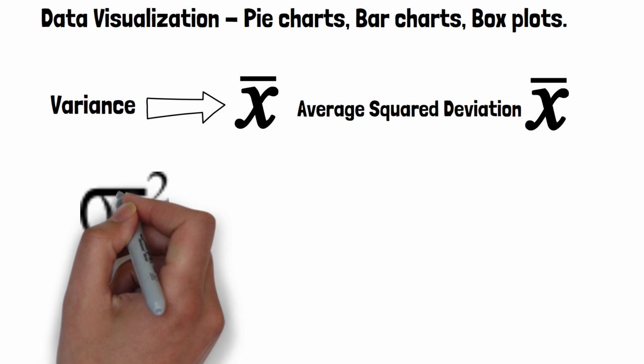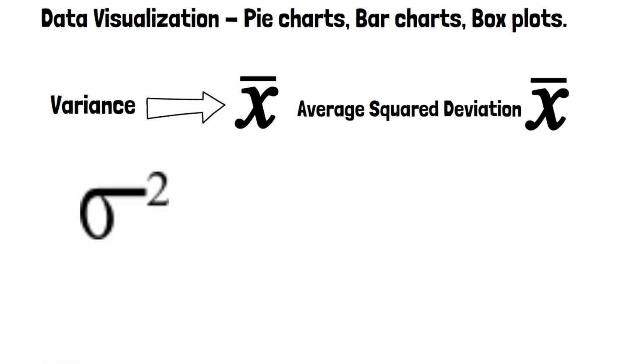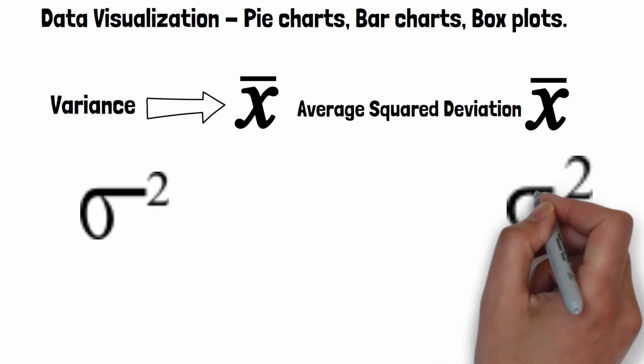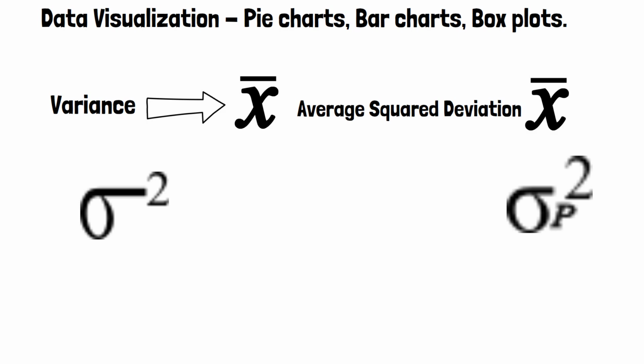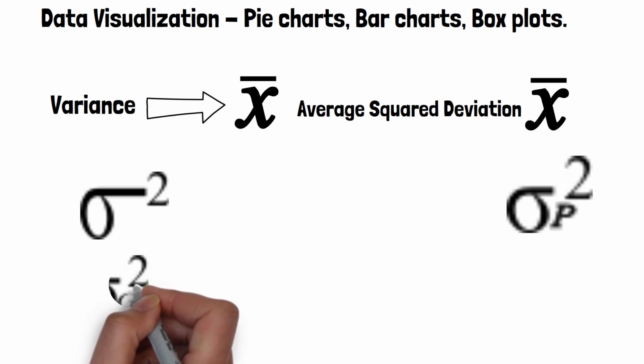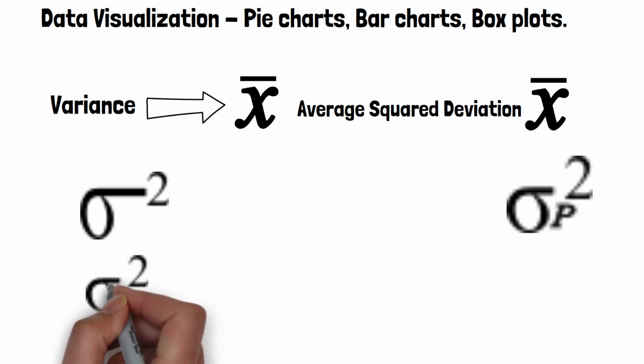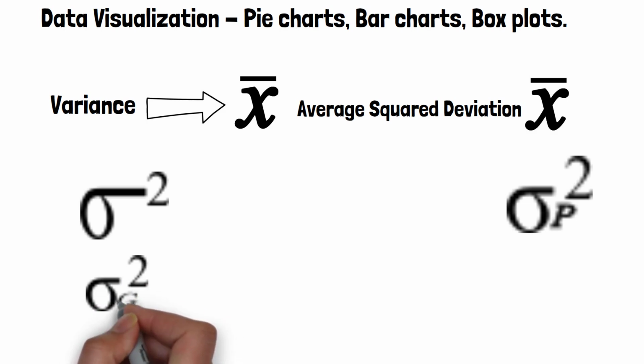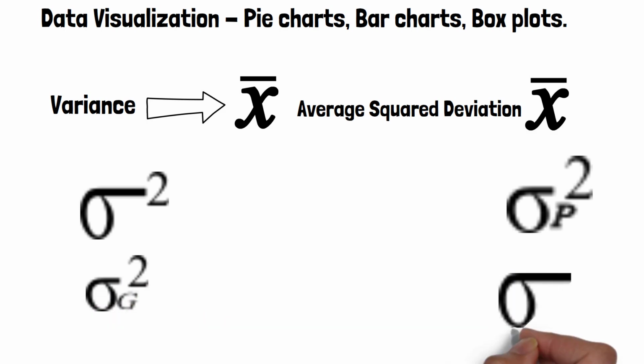Okay, the symbol for variance is sigma square. Just know that whenever you see that symbol with the square on top, it represents variance. So, phenotypic variance is sigma square P. Genotypic variance is sigma square G. If you remove the square from the sigma, that is the standard deviation.